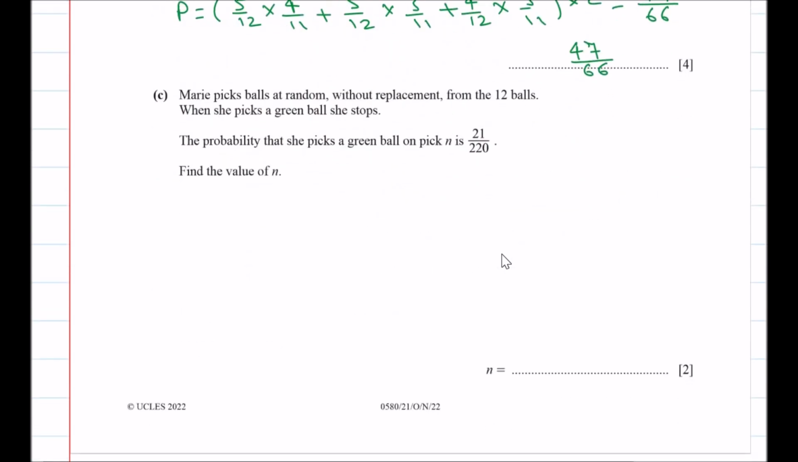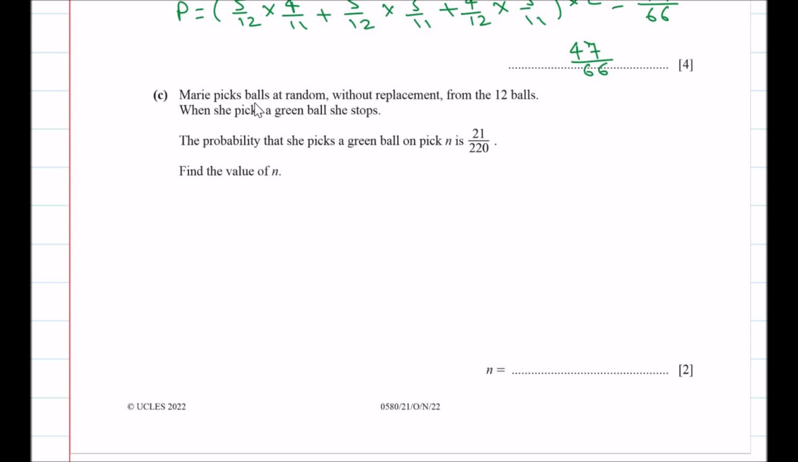Okay, now part C. Mary picks balls at random without replacement from the 12 balls. When she picks a green ball, she stops. The probability that she picks a green ball on pick n is 21 by 220. Find the value of n. Means when you calculate the probability according to this condition, that should come 21 divided by 220.